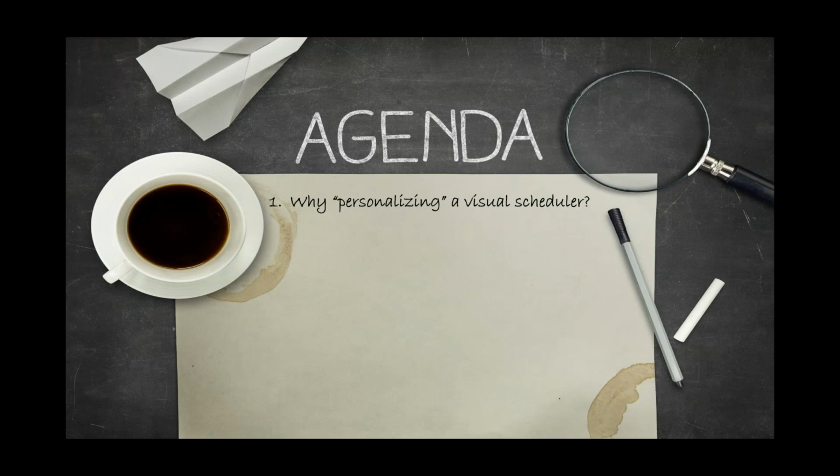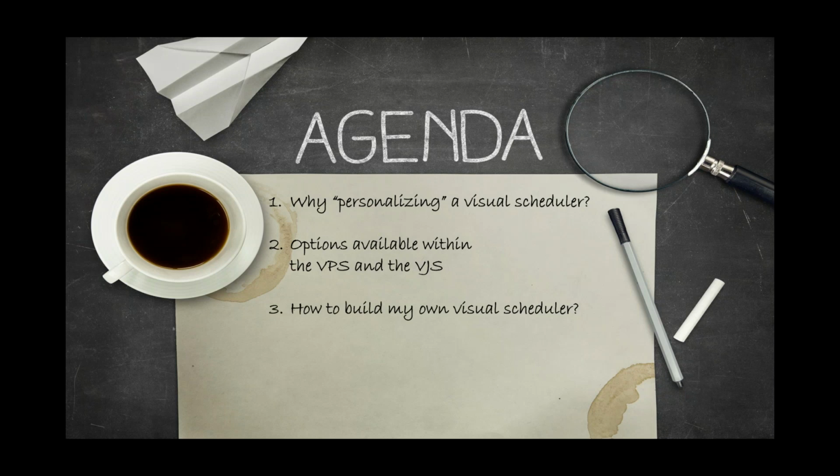So what I prepared for today is let's quickly talk about why the heck you should think about personalizing a visual scheduler. I will quickly answer this question before we then look at the variety of options that are today available within the visual production scheduler and the visual job scheduler. And then in the end, I will also shed a light on the question, but what if these personalization options are not sufficient? What if you really need something of your own, something individual, if you have a customer who has a very particular scheduling case, how to do this? And I will do this in just 5 minutes.